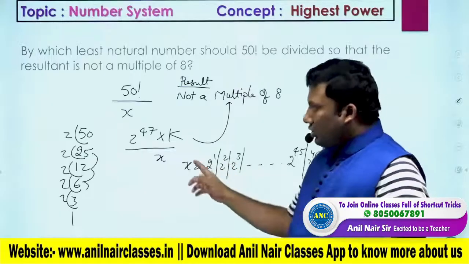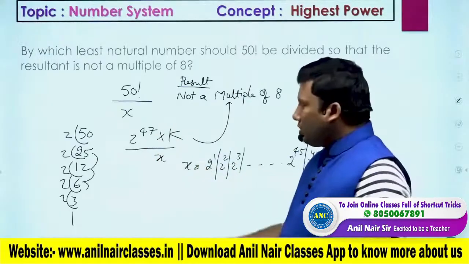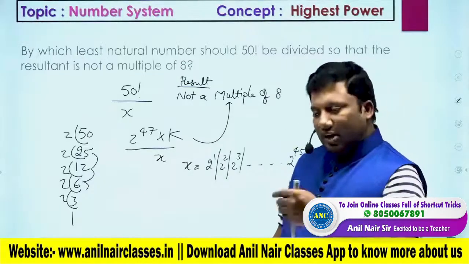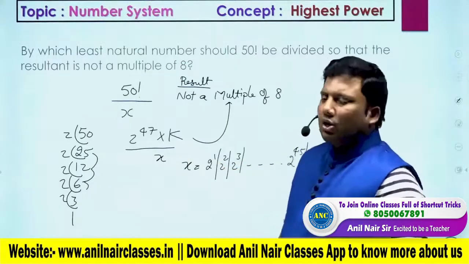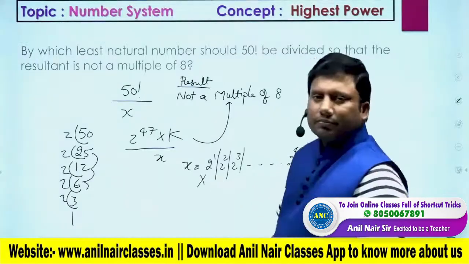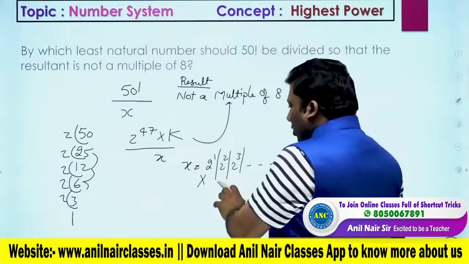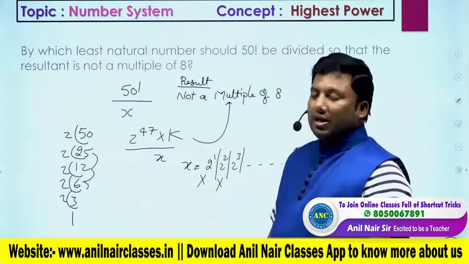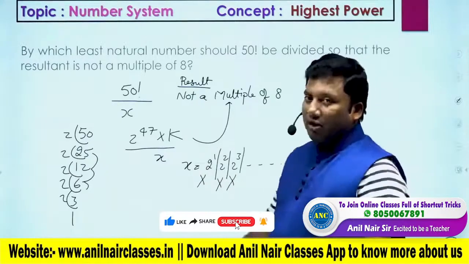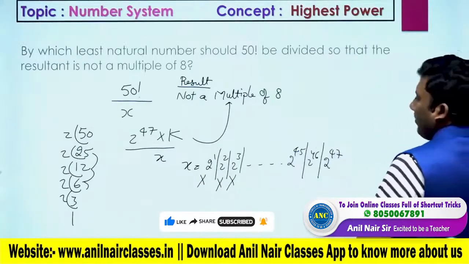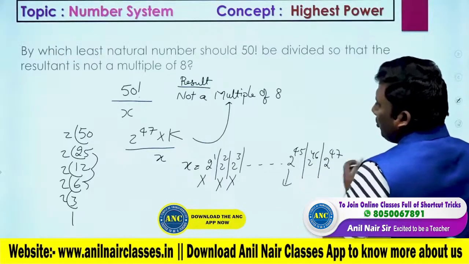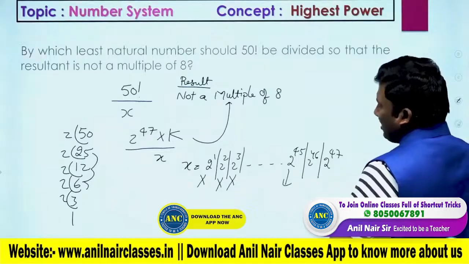If x is 2 power 2, 2 power 45 is 2 cube into something. 2 power 47 by 2 square, 2 power 45, 2 power 44. Now see here. If it is 2 power 47 into k divided by 2 power 47.